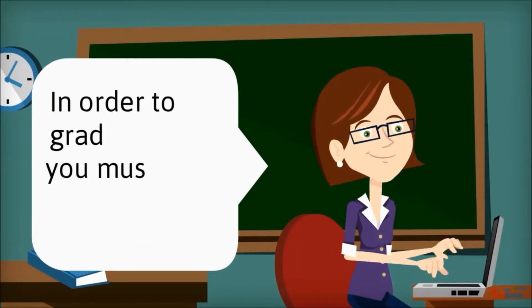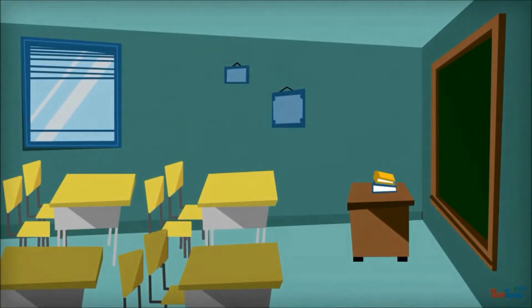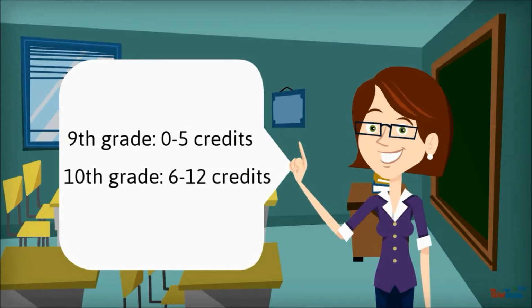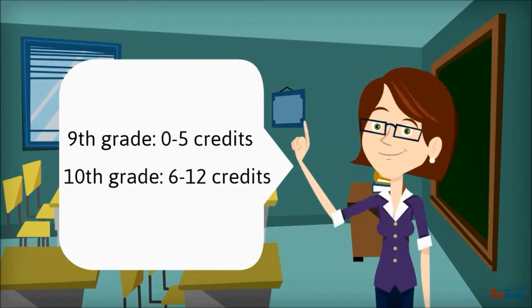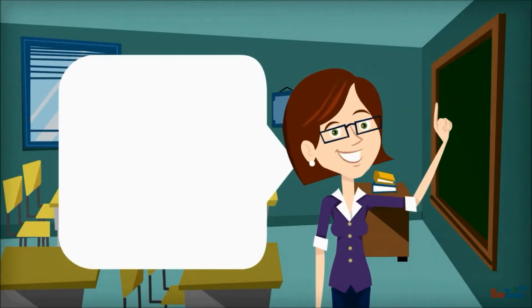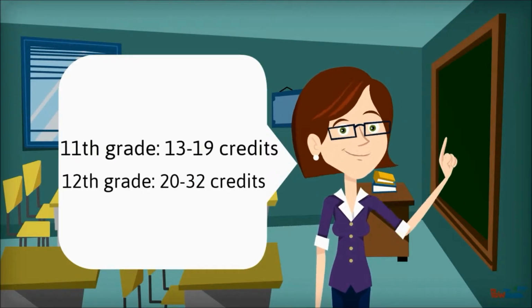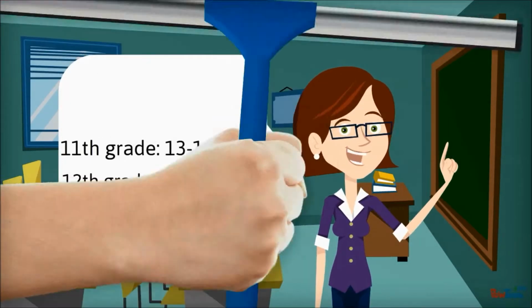In order to graduate, you must earn a minimum of 24 credits, and that is over the course of either 3 or 4 years, depending on what type of graduate you are. Now, we're going to cover the minimum credits required to be promoted from one grade level to the next. You have to earn a minimum of 6 credits to be promoted to 10th grade. You have to earn a minimum of 13 credits to be promoted to 11th grade, and a minimum of 20 credits to be promoted to 12th grade.